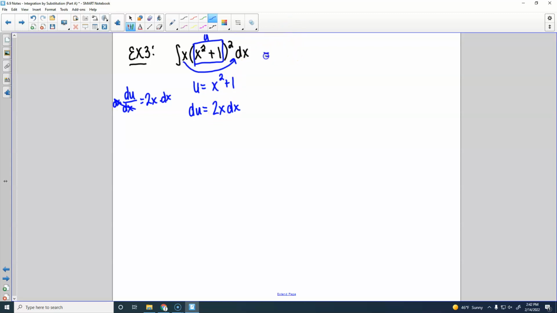So I'm going to write it like this. Integral of x, x squared plus 1 squared. I'm going to put my x dx over here. Move the x over there with my dx. But I have to put a 2 right here.